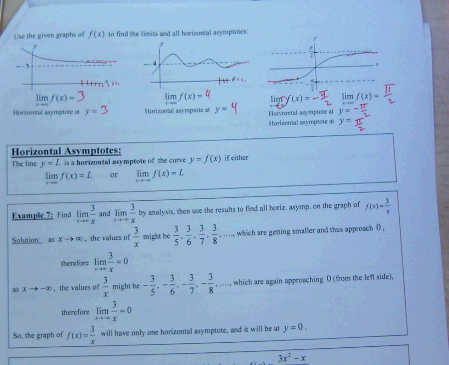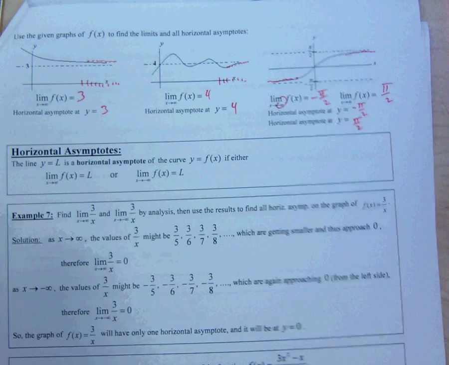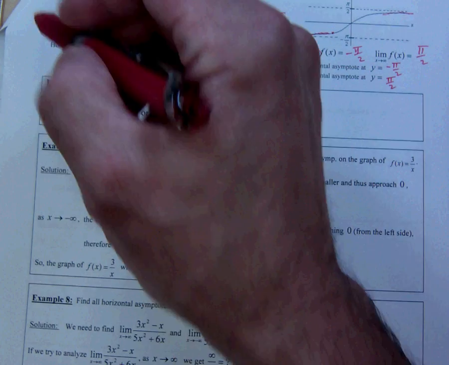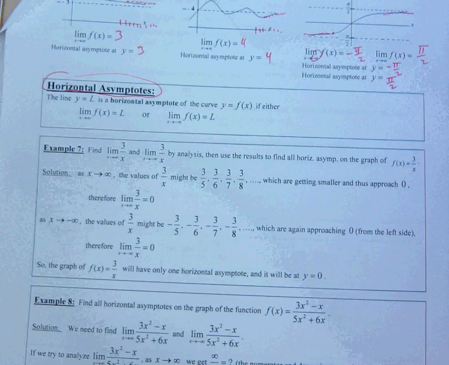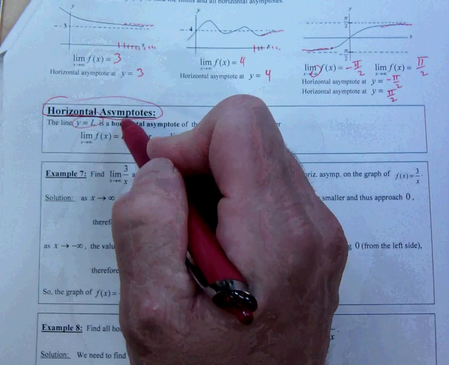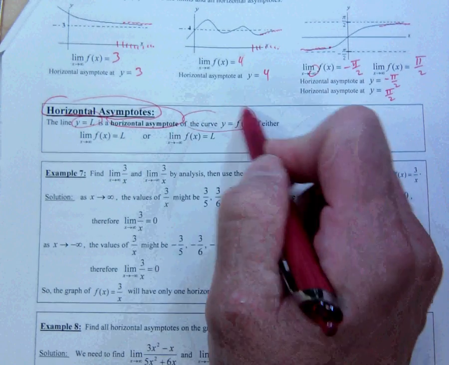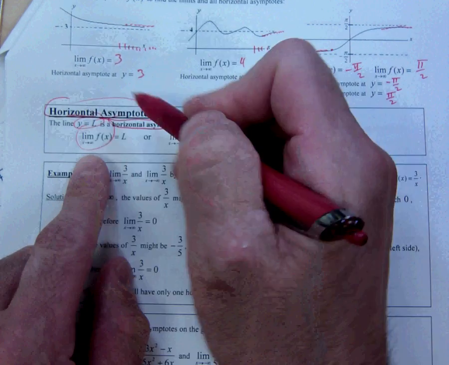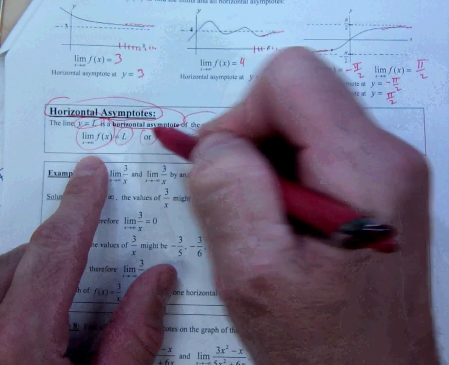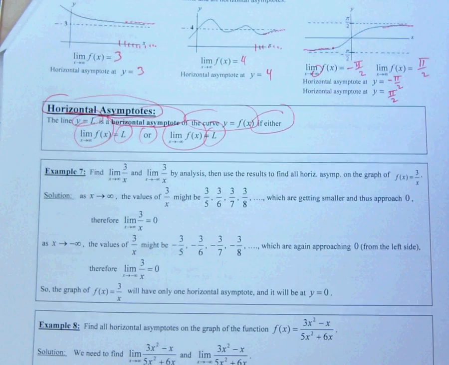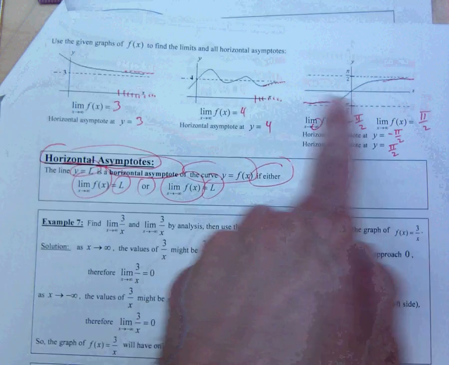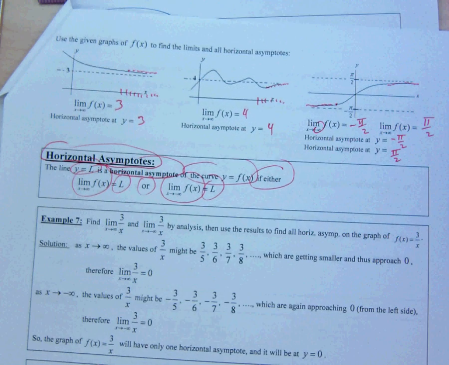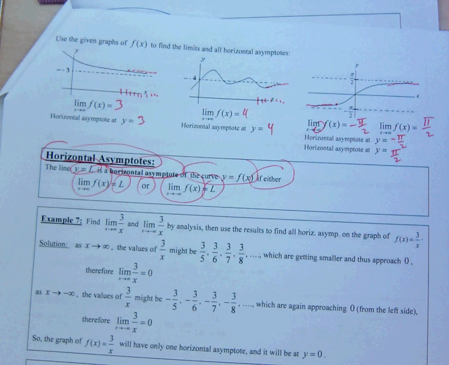You see that connection. That's where I'm going next. Are you ready? So here we go. In general then, the line y equals L will be a horizontal asymptote of the curve y equals f of x if either of the following is true. When you take the limit as x goes to positive infinity, you get L, or if you take the limit as x goes to negative infinity, you get L. Obviously, based on what I just showed you in these graphs, that will be the case. Agreed? Easy, right?